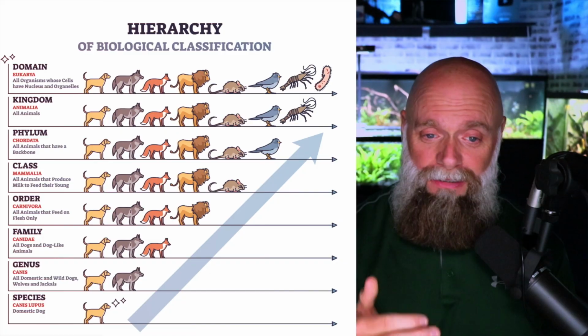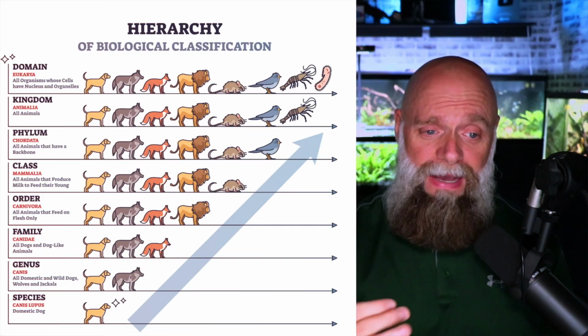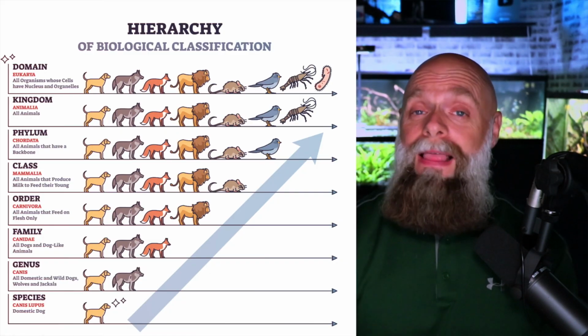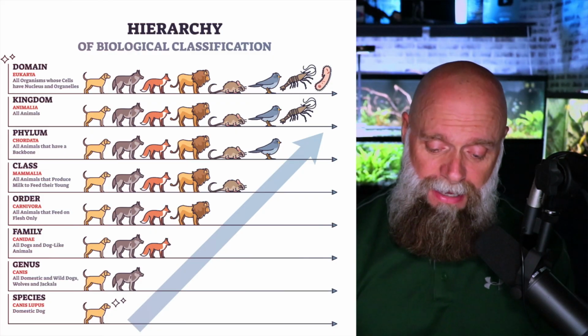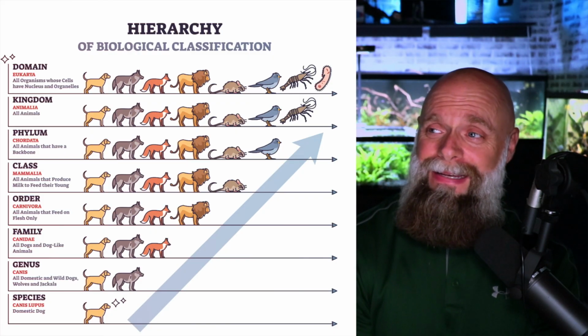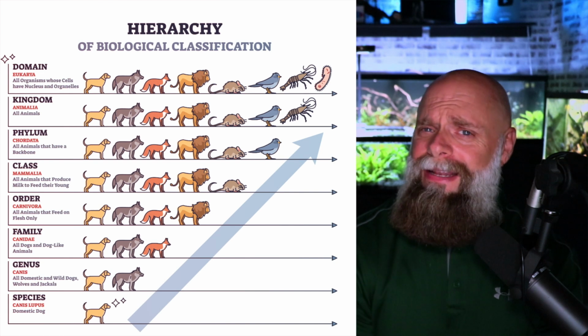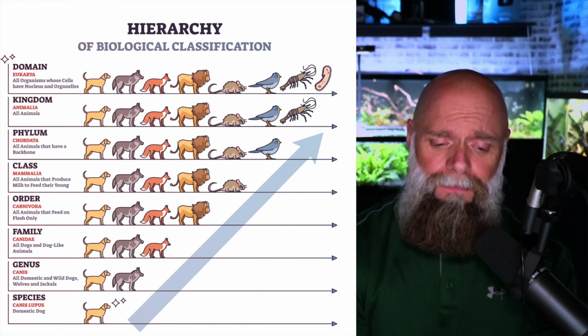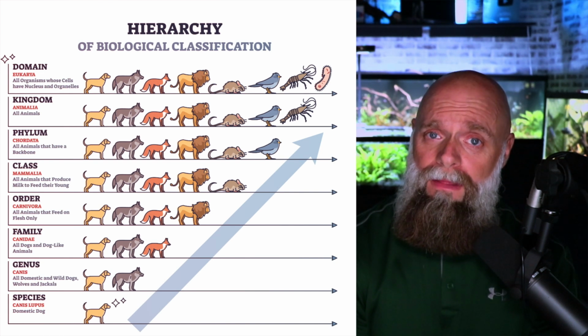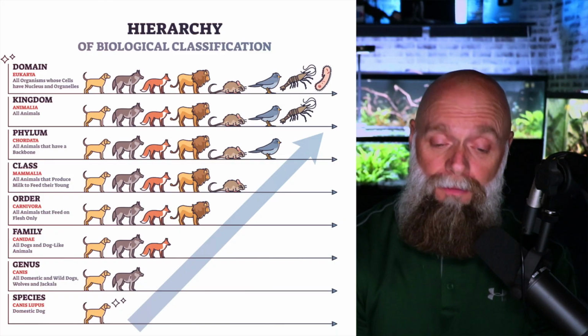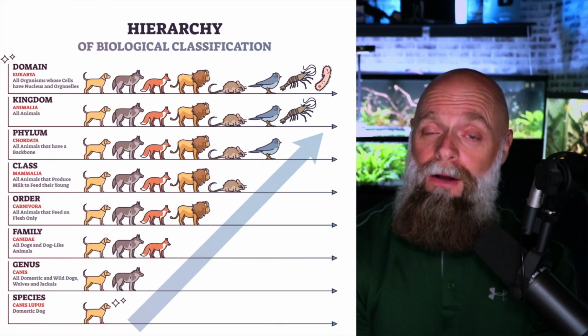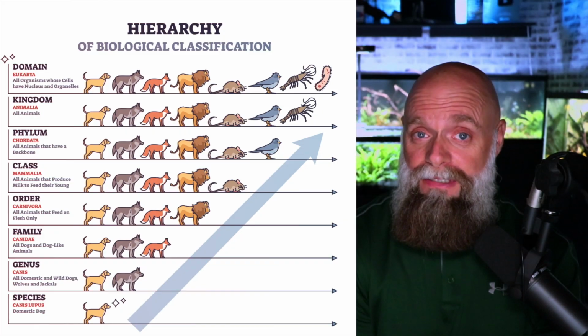Then we've got order, family, genus, and finally we wind up with species. And a species is an interesting concept because it's really not conceptually all that easy to understand, but a species is a group of organisms that when found in nature together will mate and leave behind offspring that look similar to themselves.